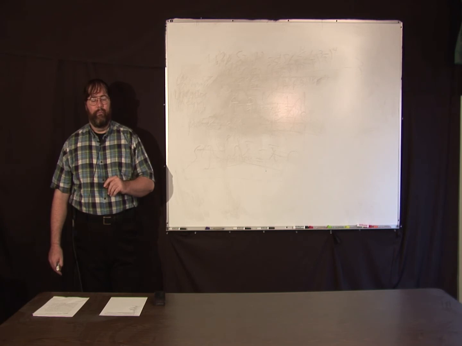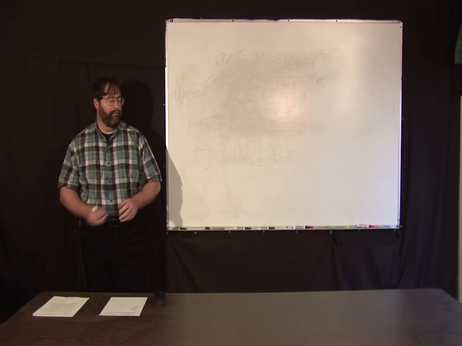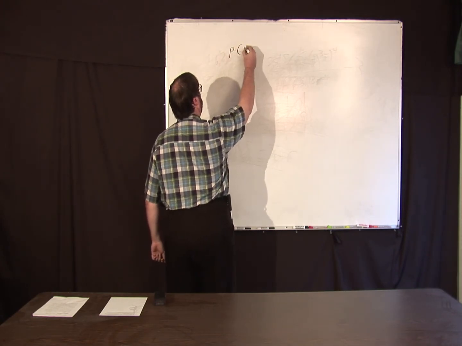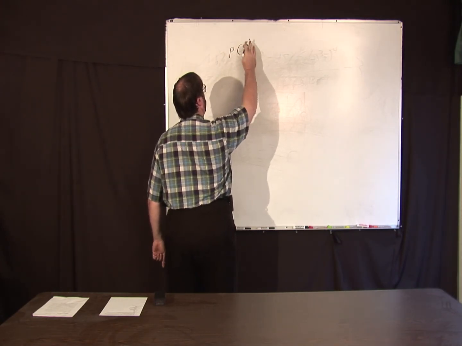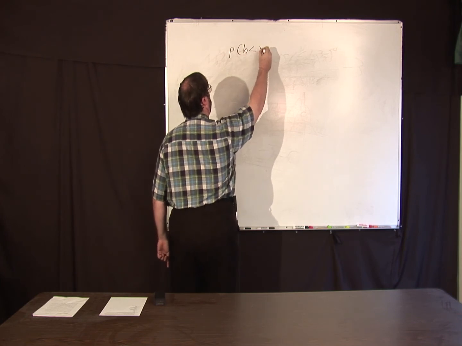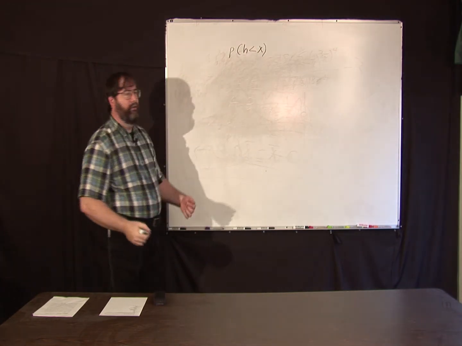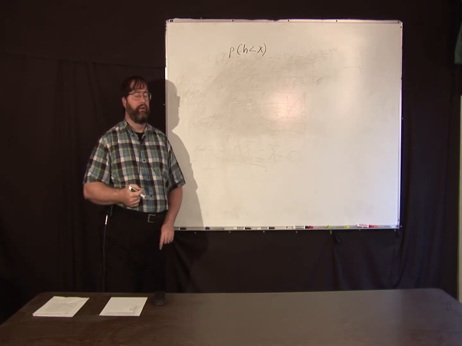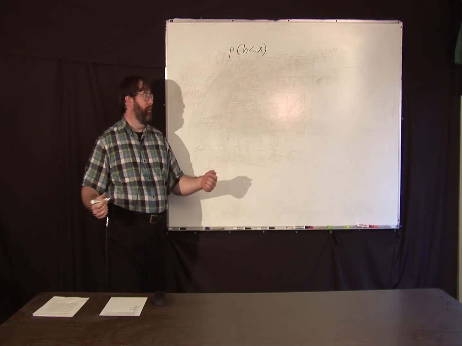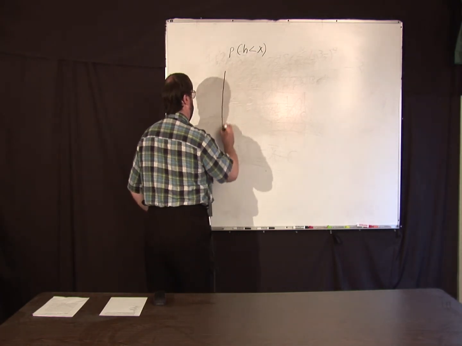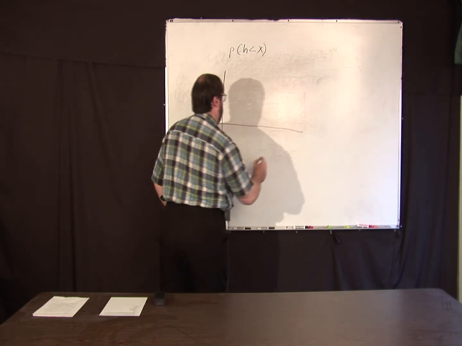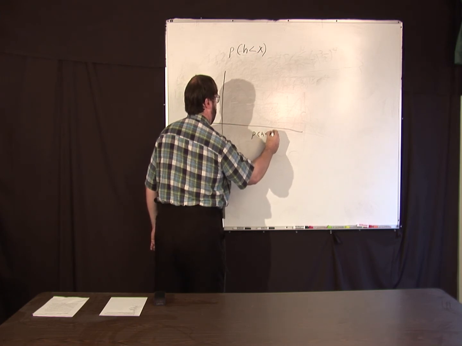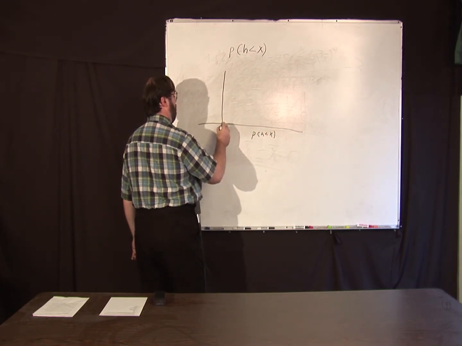The probability of somebody being less than 5 feet tall is not 0. So you can figure out the probability of a height less than x, let's say. You can just figure out what proportion of the people are shorter than 5 feet. Then you could plot that, and you could plot the probability of h less than x, and it will probably look something like this.